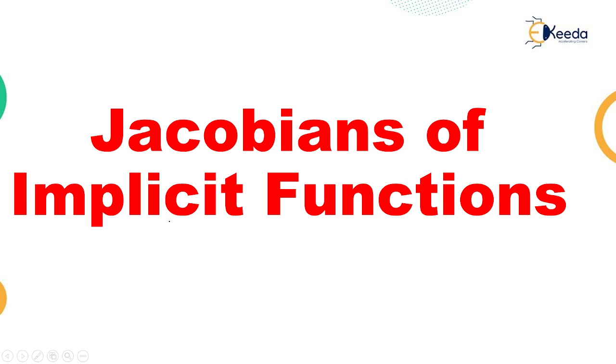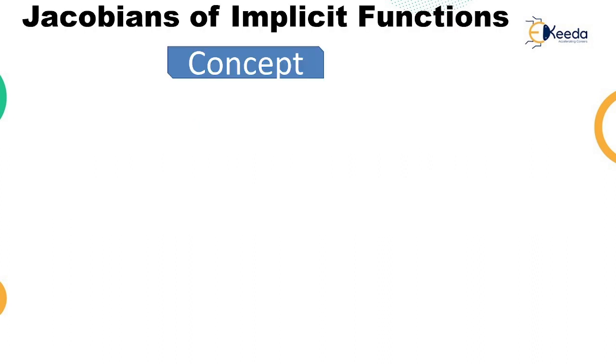Jacobian of implicit function. So actually what is the concept of this implicit function? Let me start here. If u and v are implicit functions of x and y, it means they are mapped with some functions f1 and f2 such that these are equal to 0.